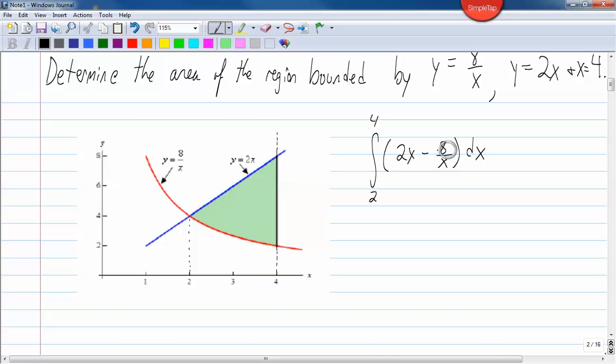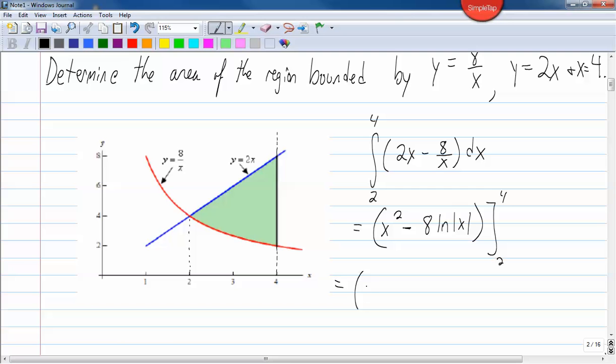So now integrate this and evaluate. So that's going to be, integrate, you get x squared. What's the integral of 8 over x? It's going to be minus 8 natural log, absolute value of x. Remember, the integral of 1 over x is natural log. Alright, so we want to evaluate that from 2 to 4.